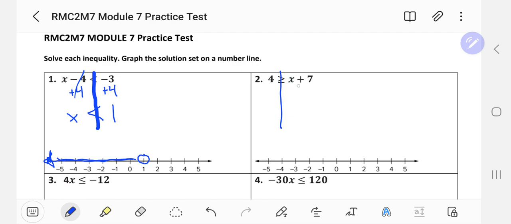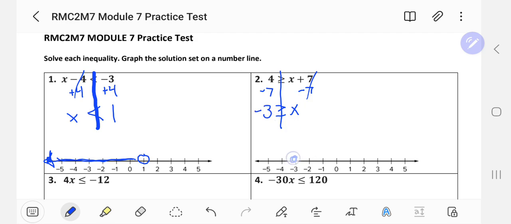All right, I gotta isolate my variable again. It's on the right side of the inequality this time. I read it x plus 7, so I'm gonna subtract 7. Subtract 7. I got x. I bring down the same inequality symbol. 4 minus 7 is negative 3.